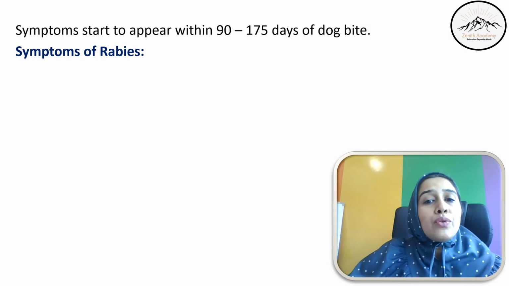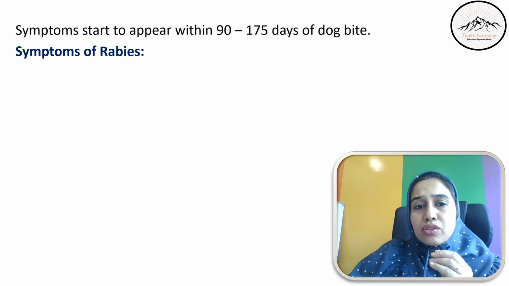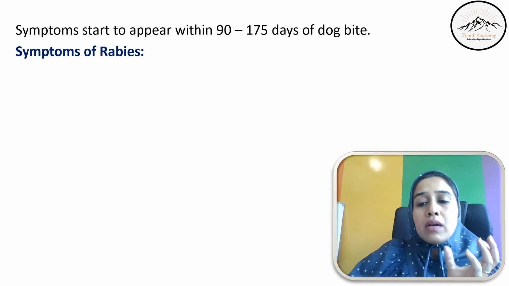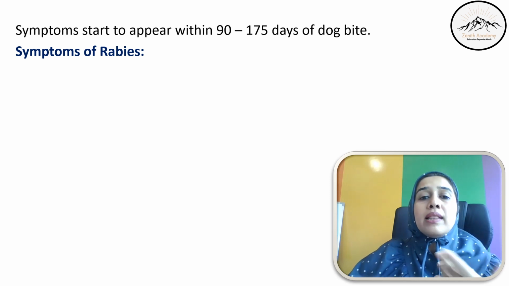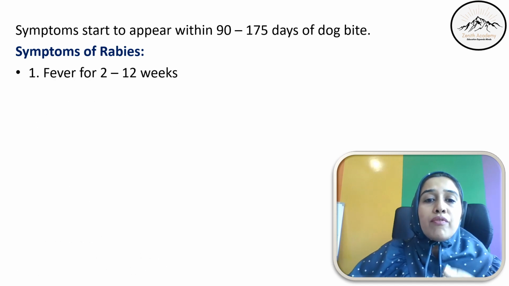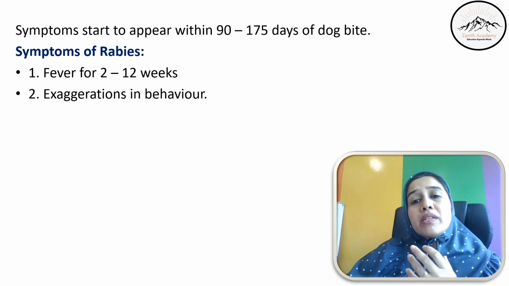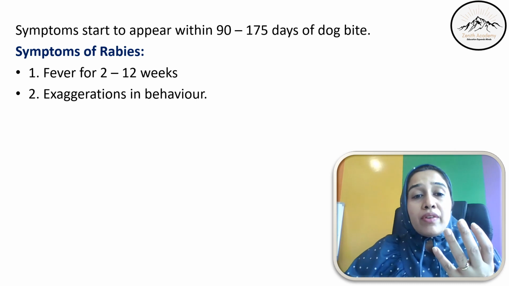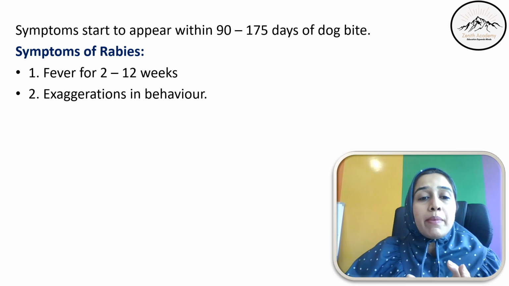Now symptoms start to appear within 90 to 175 days of a dog bite. Okay, it does not start immediately. It takes an incubation period in your body. The virus grows first in your body and then the symptoms will appear. The symptoms of rabies are fever for 2 to 12 weeks, exaggerations in behavior, meaning the person might show very hyperactive behavior, or very dull behavior sometimes. Means it is unpredictable.